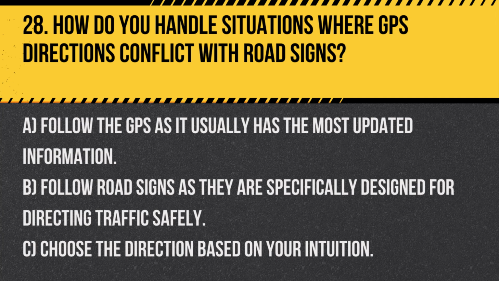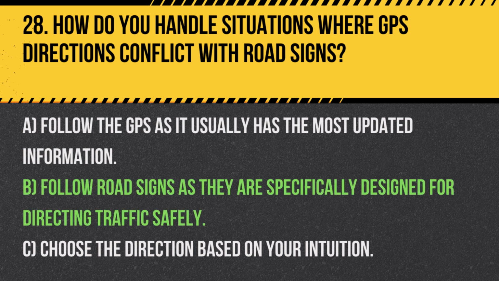Question 28. How do you handle situations where GPS directions conflict with road signs? A. Follow the GPS, as it usually has the most updated information. B. Follow road signs as they are specifically designed for directing traffic safely. C. Choose the direction based on your intuition.